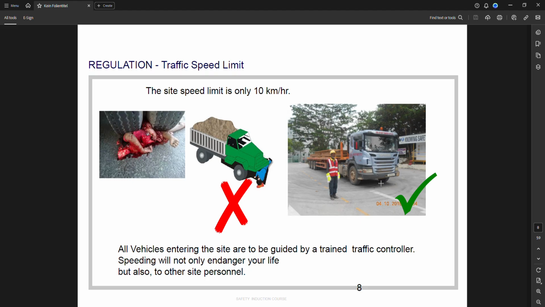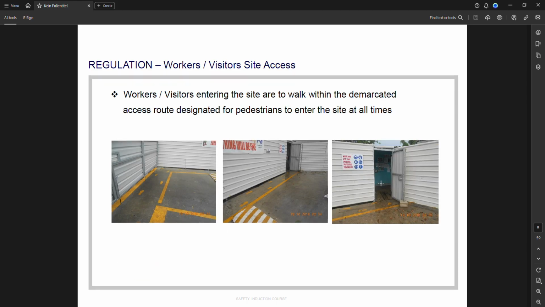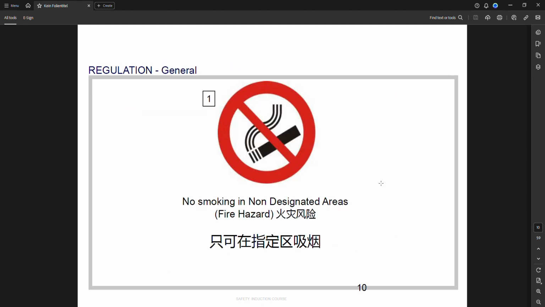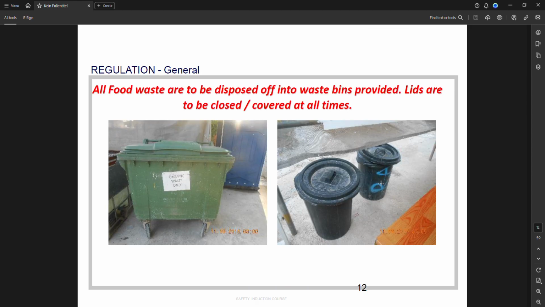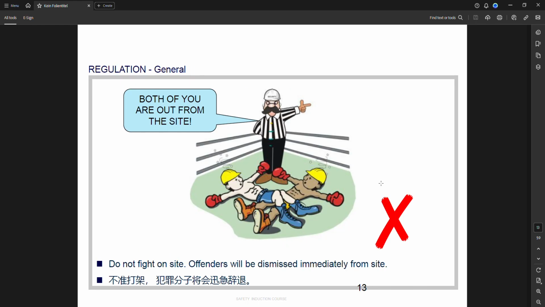Now we come to regulation. The traffic speed limit on site is only 10 km per hour. Workers and visitors entering the site are to work within the demarcated access. No smoking on site. No eating or drinking at the construction site. All food waste is to be disposed of in the waste bin provided. Do not fight on site. Offenders will be dismissed immediately from site.